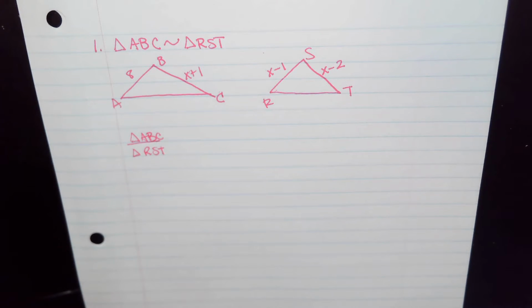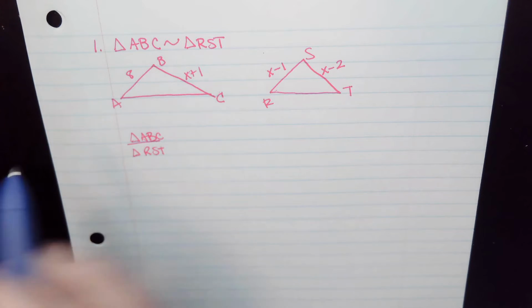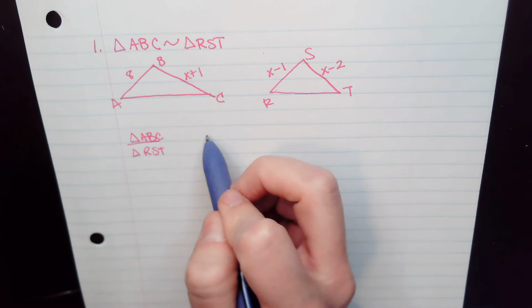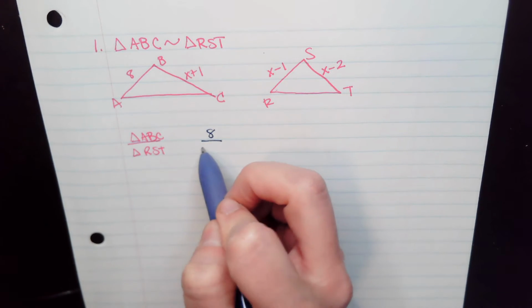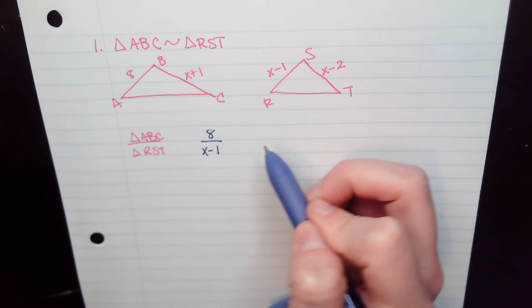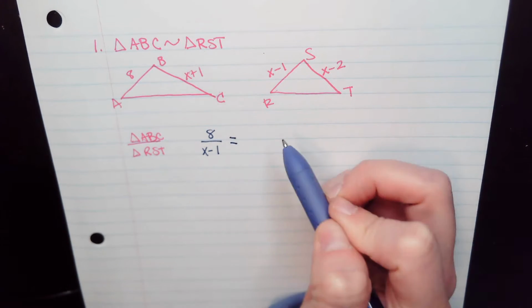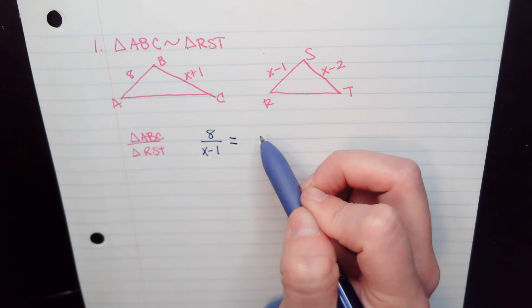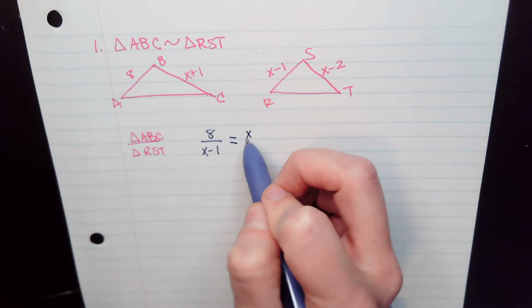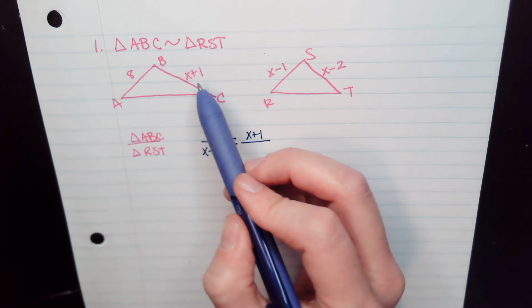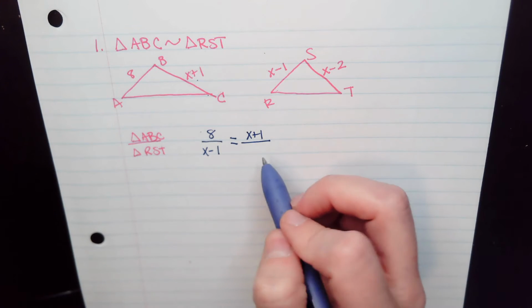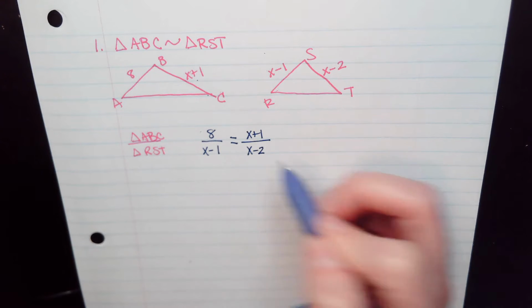So when we set up our proportion here, we want to set up the ratio of our sides. So if we take side AB, that'll correspond to RS. So 8 over x minus 1. Whatever ratio that reduces down to, that has to equal the ratio of the other pair of sides. So let's take BC. Notice everything from triangle ABC is on the top, and that side will correspond to side ST, which is x minus 2.